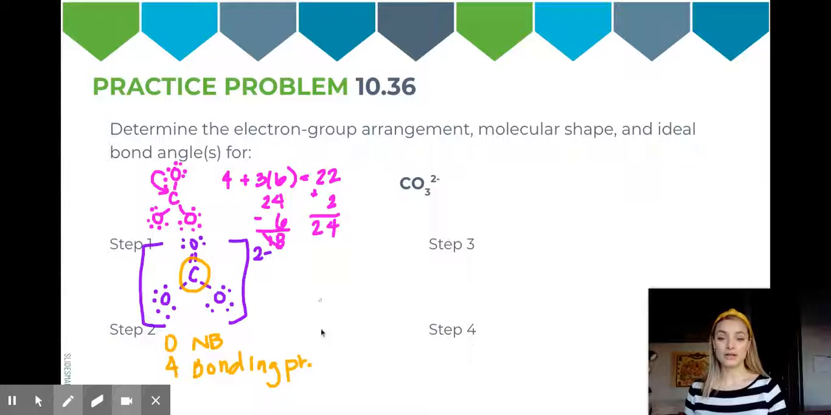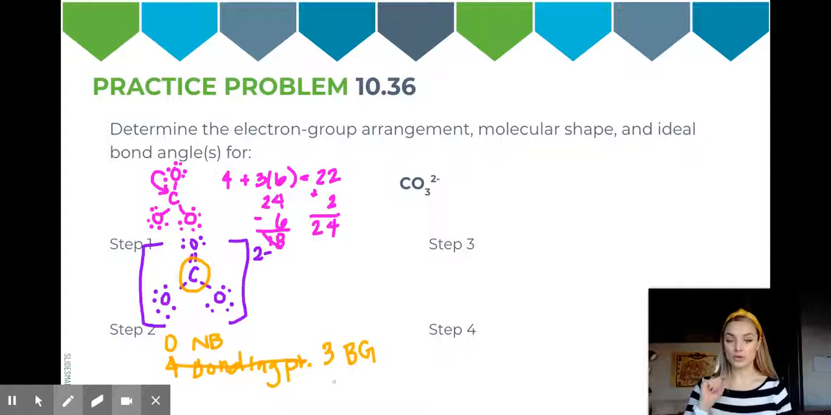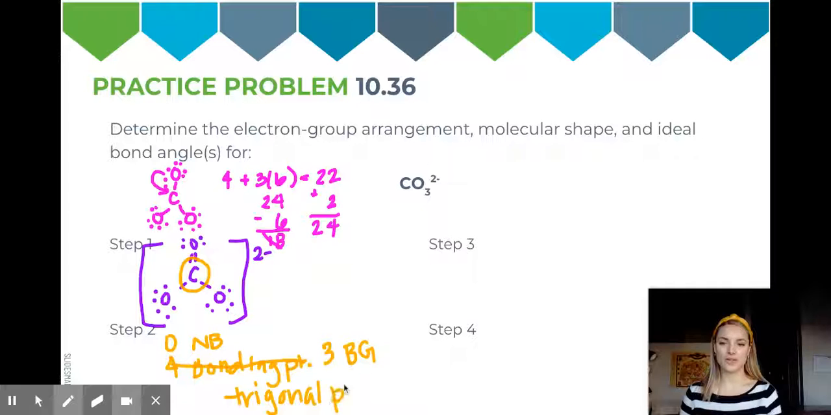So we have 4 bonding pairs, but we have 3 bonding groups. So again, it's very important to distinguish between bonding pair and electron group. So this is 3 electron groups. When we have 3 electron groups around our central atom, that indicates what electron group arrangement? Yes, it is trigonal planar.